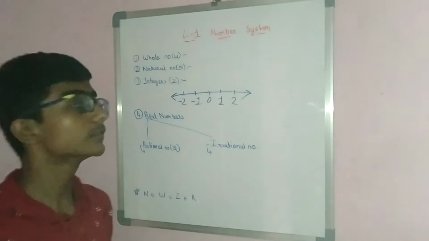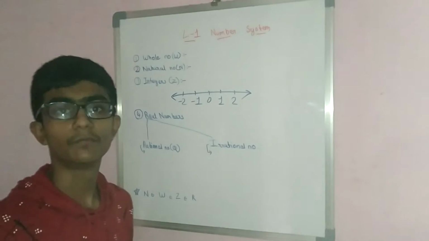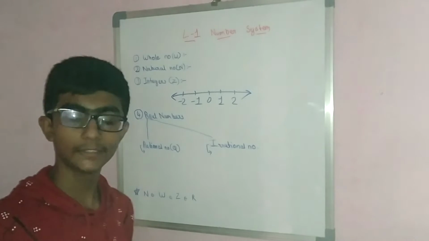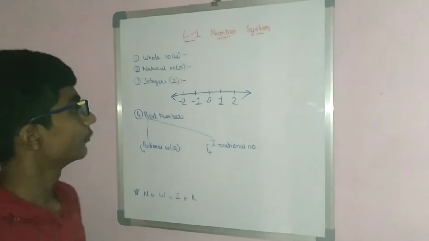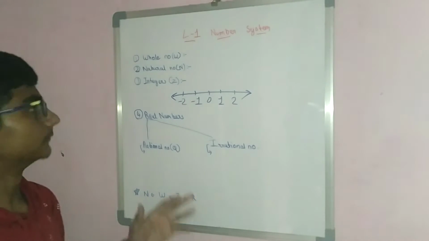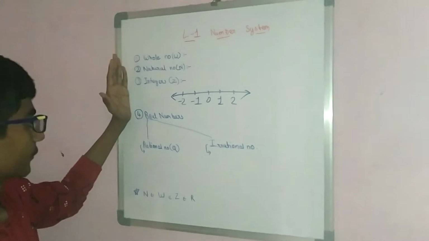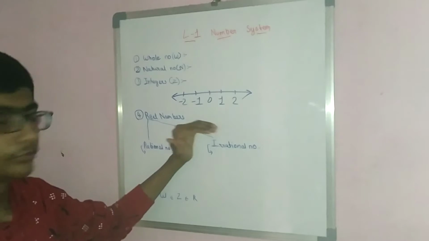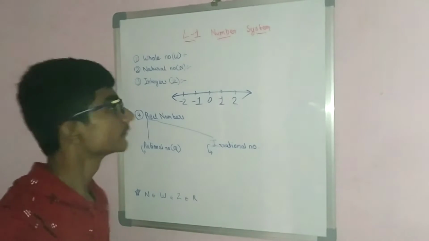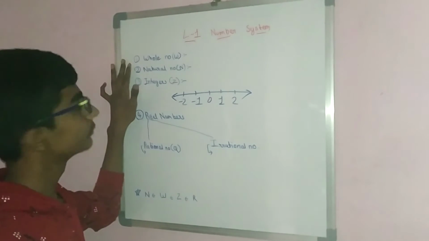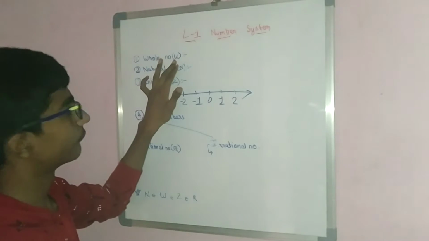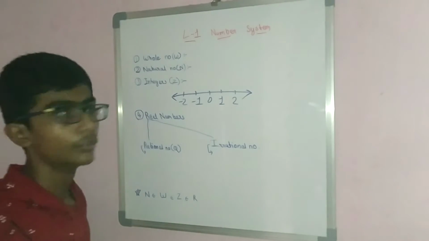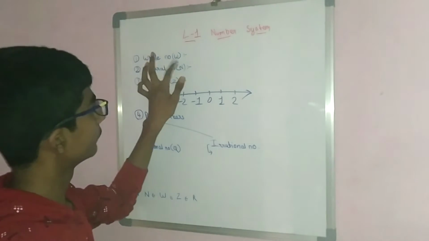Today in this video we are going to study lesson number 1 of mathematics of class 9, number system. In number system we have already studied this much part, and we have to study irrational numbers. In number system the first one is whole numbers, which we denote by W. So whole numbers are denoted by W.